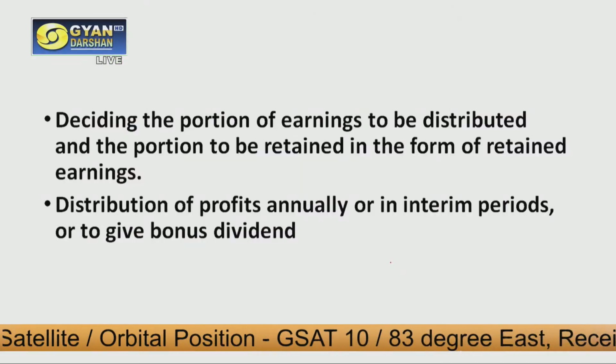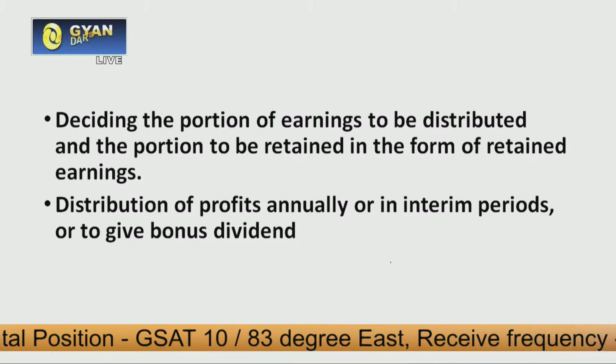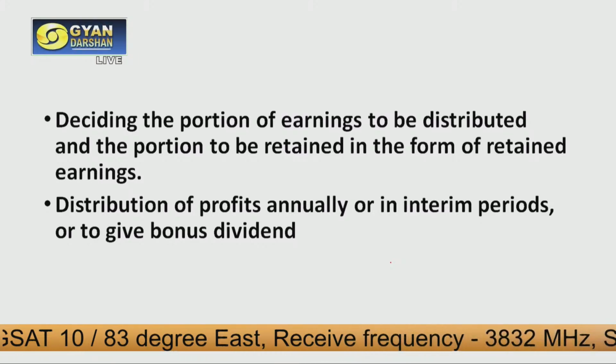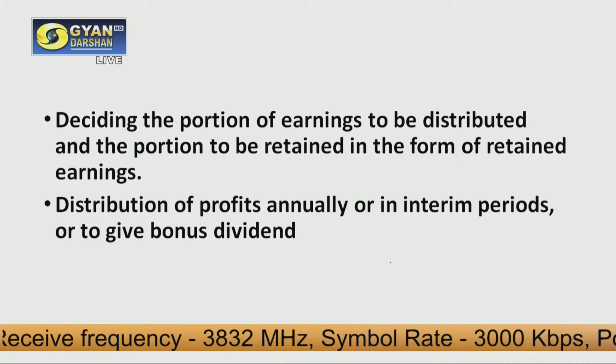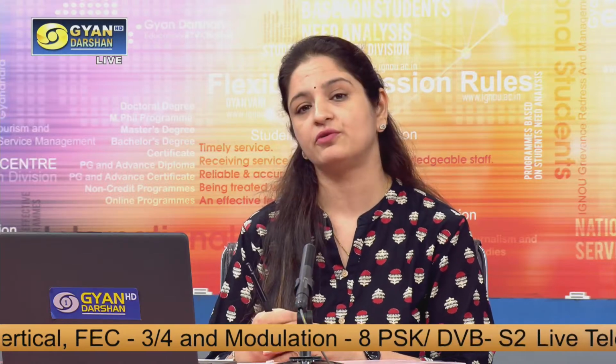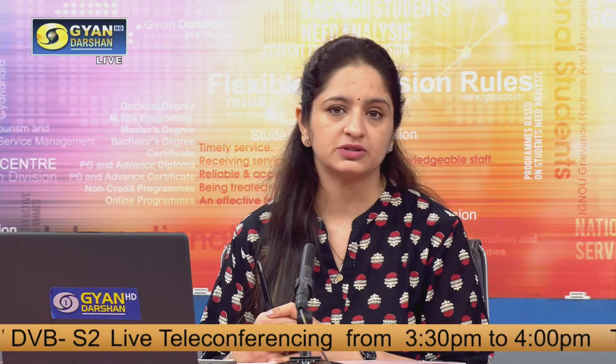And then these decisions are helpful in deciding the proportion of earnings to be distributed and the proportion to be retained in the form of retained earnings. So whether we are giving dividend or not giving dividend, this is the first decision. If we are giving dividend, then how much percentage of profit we are giving to our shareholders in the form of dividend, how much percentage of profit we are retaining with us so that we can reinvest this amount for the purpose of growth. So these decisions can also be taken with the help of dividend decisions.